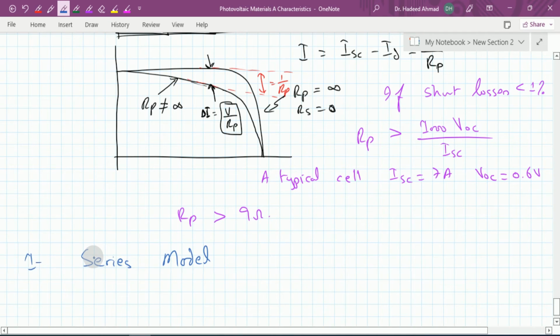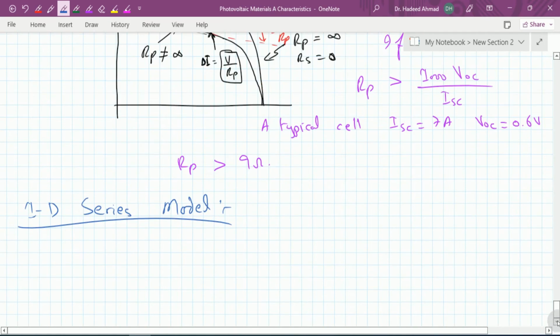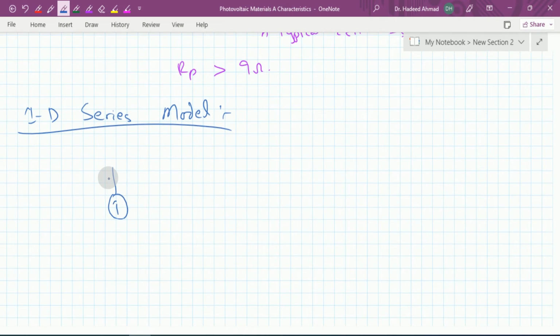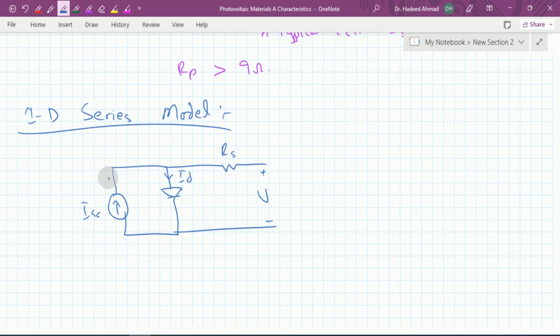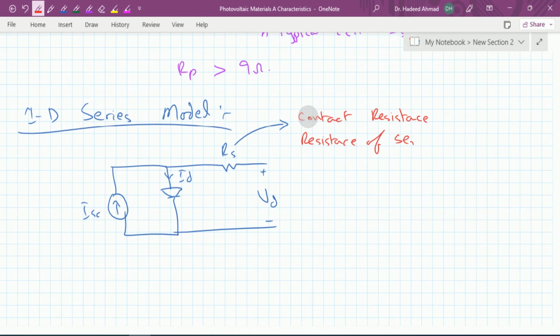One diode, 1D series model. This series model contains a current source, which is the ISC, a diode where the current flowing is this ID, and then a resistance RS. Here this is equal to VD. So this RS represents two things. One is the contact resistance. It can also be the resistance of the semiconductor material itself.